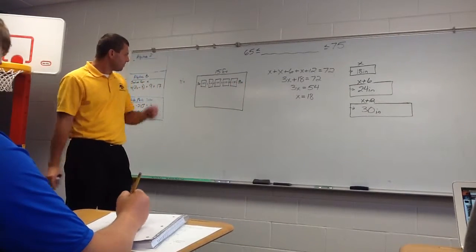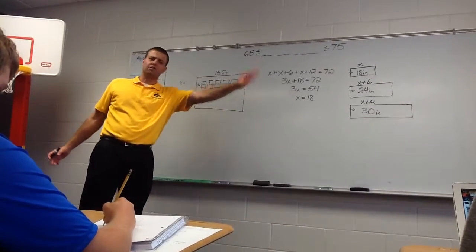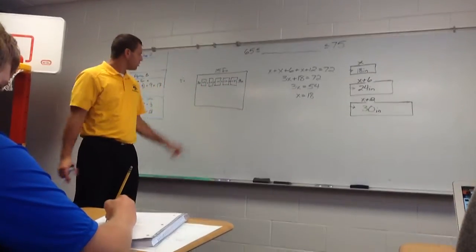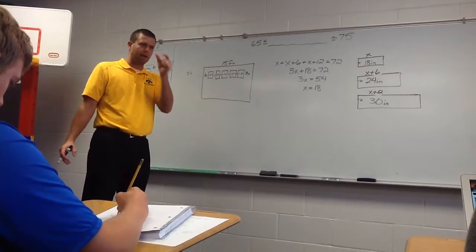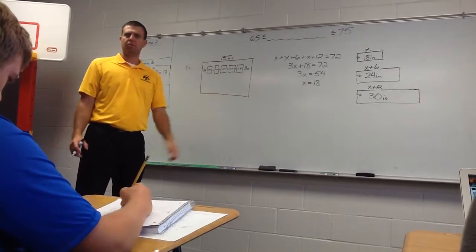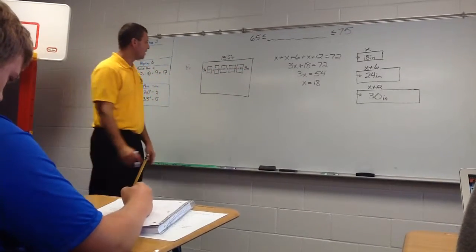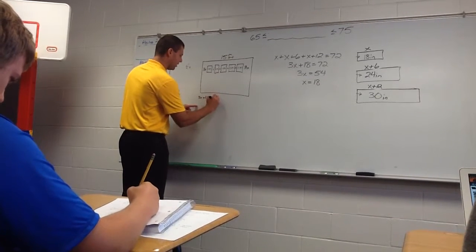Okay? Do I have enough information now in my diagram to make an equation? Yes. Do I have the distance all the way across this wall? Do I have every little spot accounted for? What should all of those things add up to? 15. Okay? So 3x plus 1.5 plus x.